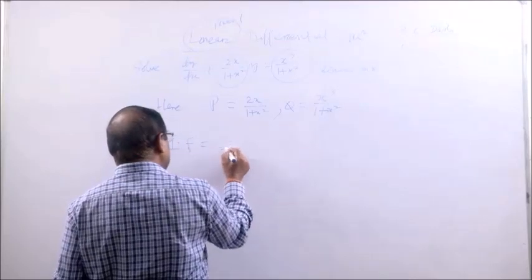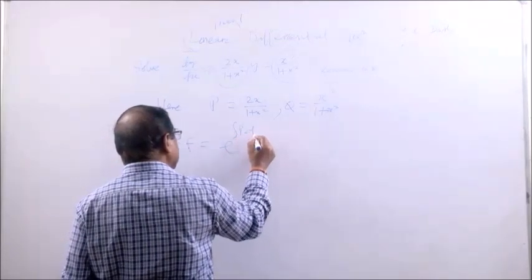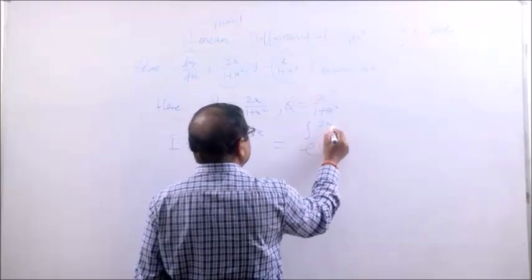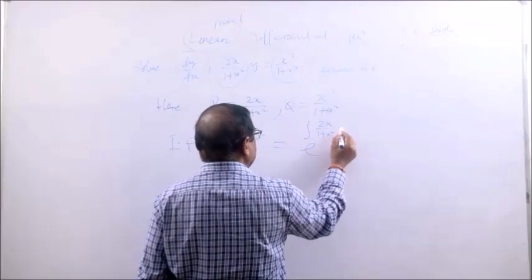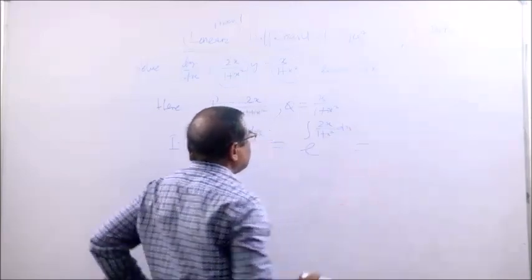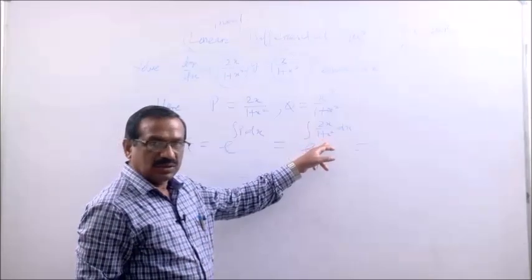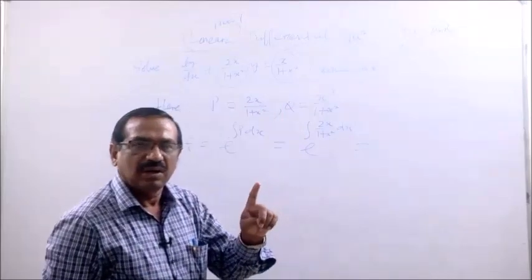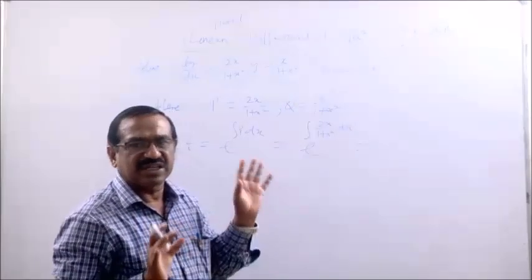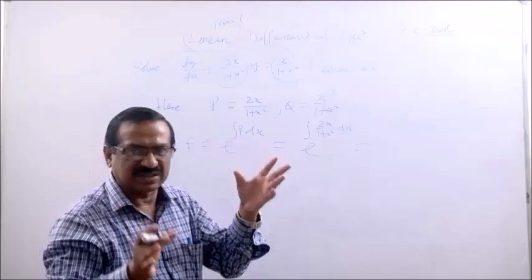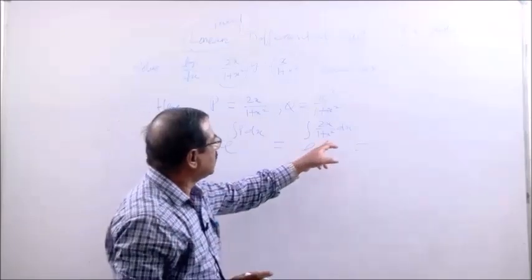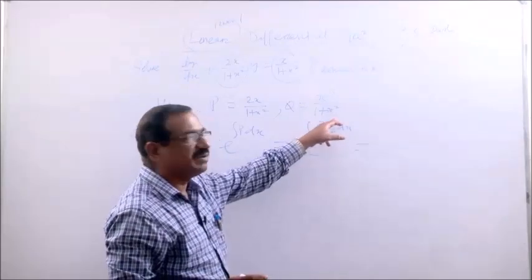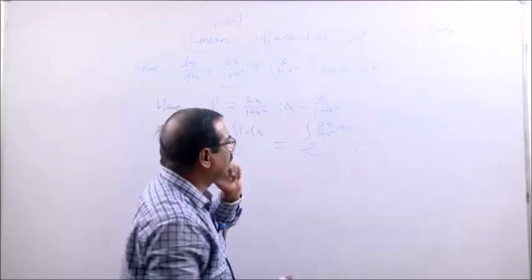What is the IF? I have told you, it is e to the power integration of P dx. So this becomes e to the power integration of 2x by 1 plus x square dx. Very simple. In this chapter, whatever question will come, you have to apply a very simple integration formula, just common sense, no difficult problems. For 1 plus x square, what is the derivative? The derivative of 1 is 0, the derivative of x square is 2x. What does it mean? I am writing the formula.